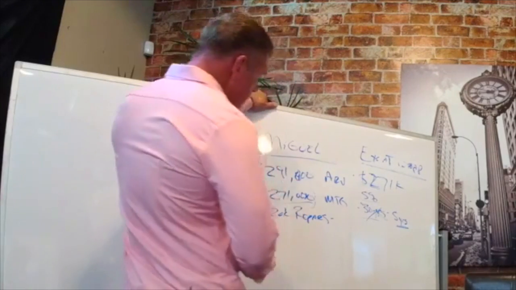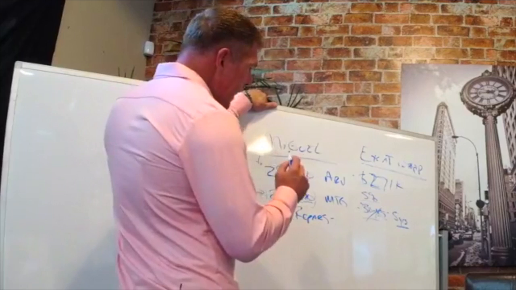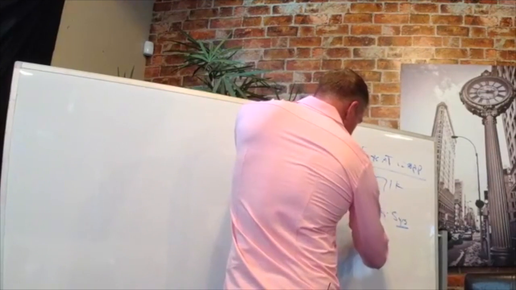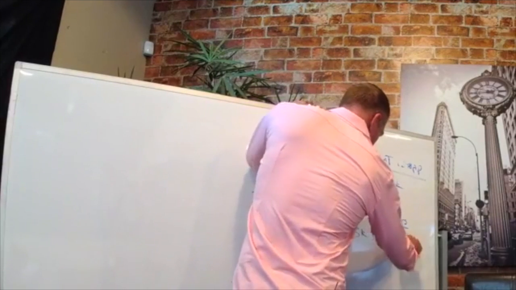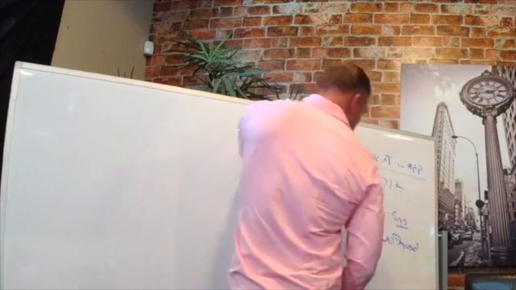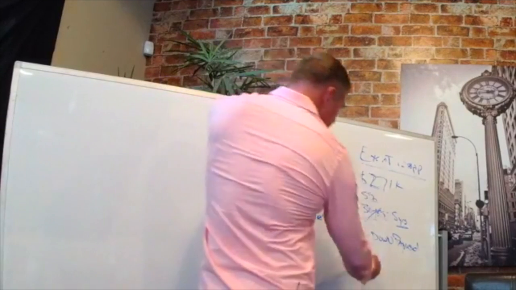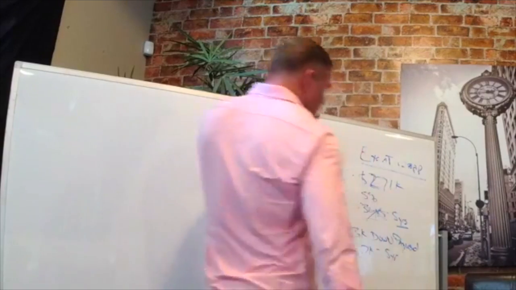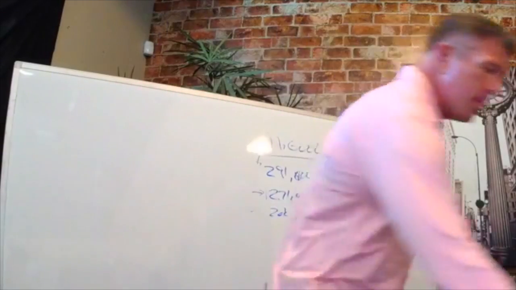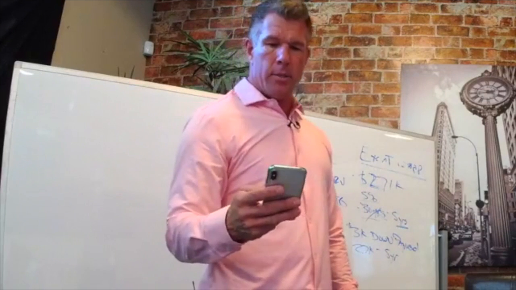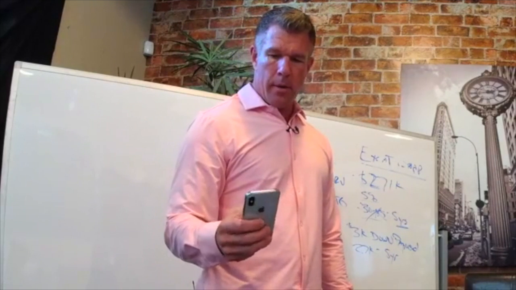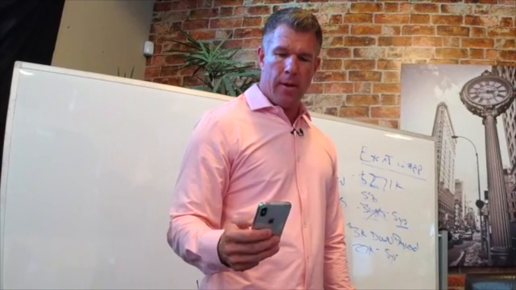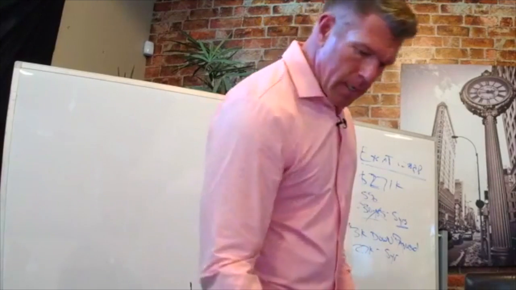So let's say we structure with the seller, and we agree to give them a $3,000 down payment. You leave the $271 in place for 5 years. Payments on the $271, let's just do a roundabout here. 271,000 times 5% interest equals 13.5 a year, divided by 12. So that's about $1,100 a month.